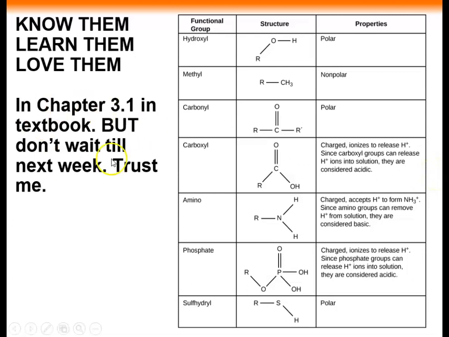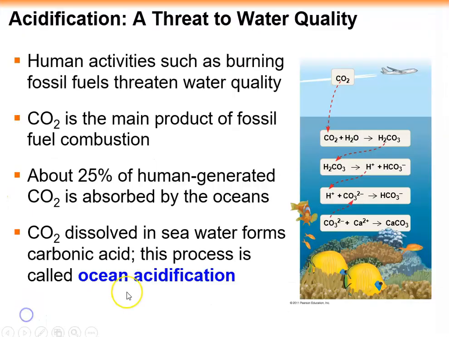So trust me, don't wait till next week. You've got a lot to learn for next week. Start working on learning these functional groups. And with that, we are finished with week 2. And that is the end of week 2 material.